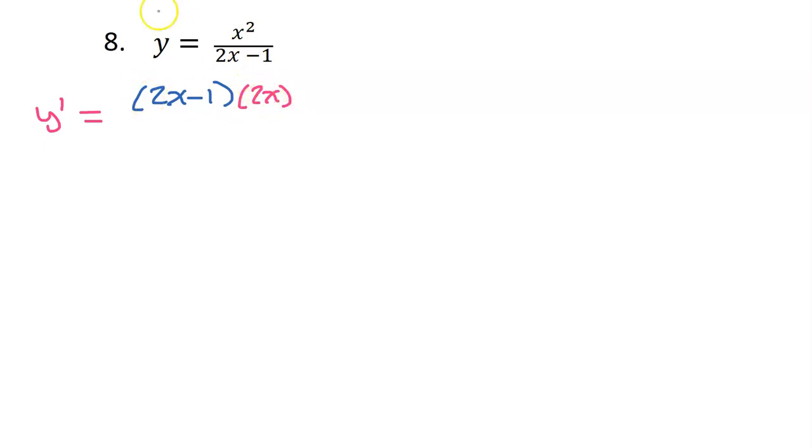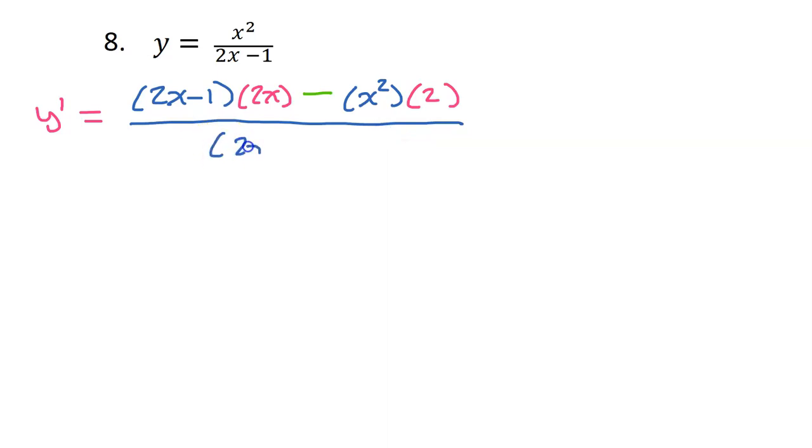So we have low d high less high d low. Less means subtraction. High d low. High means write down the top expression. And then d low means write the derivative of the bottom expression, which will be 2. Draw the line, and down below, the bottom squared will go. So here is our derivative.